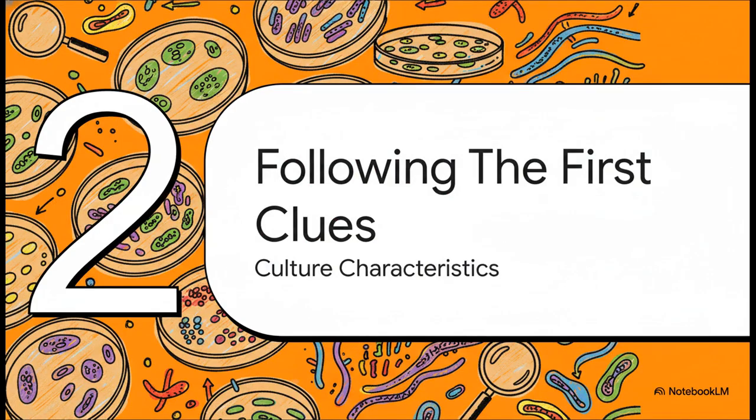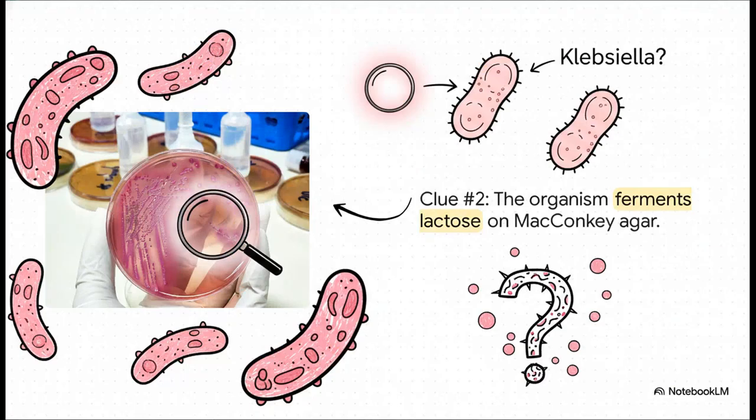Okay, so to start narrowing down this suspect list, we need to see how our organism behaves. We're going to grow it on a special type of culture medium. You can think of it like we're laying a trap, trying to get it to reveal a little more about its true identity. Now, this is where things get really interesting.